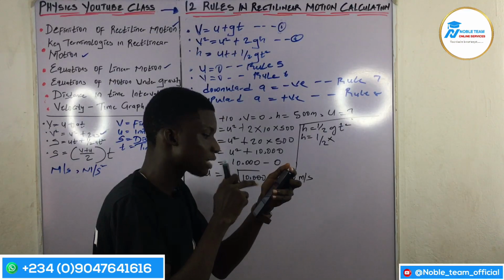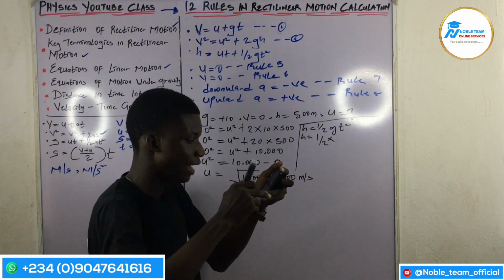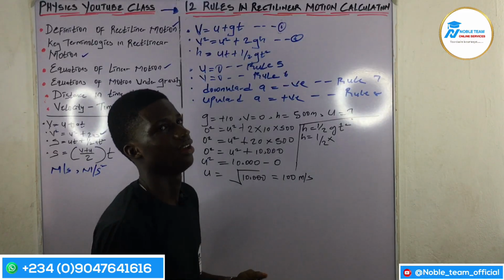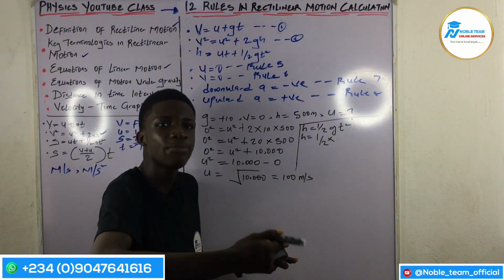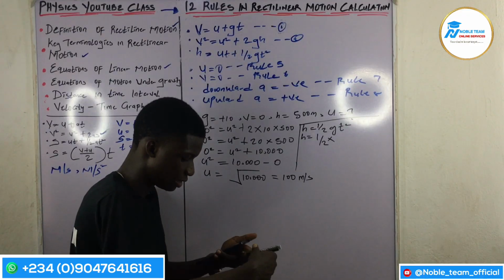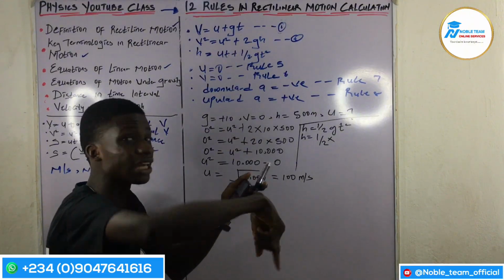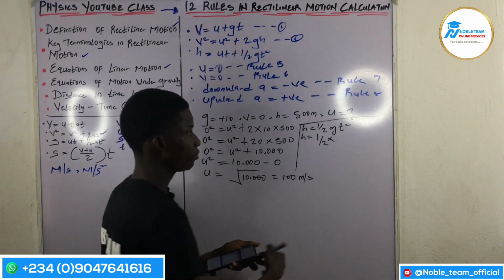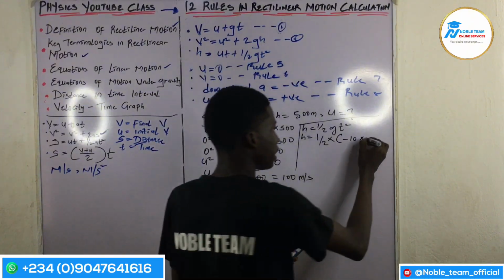They say if it takes an object to fall freely to the ground from a certain height, what is the distance covered by the object? Now let me ask you this question. In this question, will our gravity be positive or negative? Negative. Why? It takes an object 3 seconds to fall freely to the ground. It is falling downwards, so it is not going to be positive. Do you understand now? Multiply by minus 10, then my seconds is 3, then 3 squared.